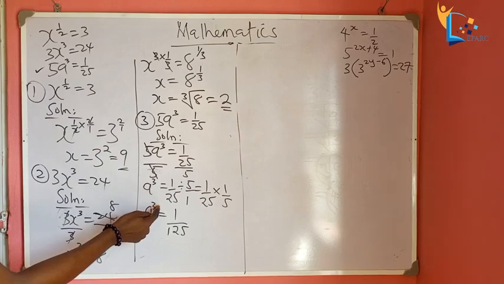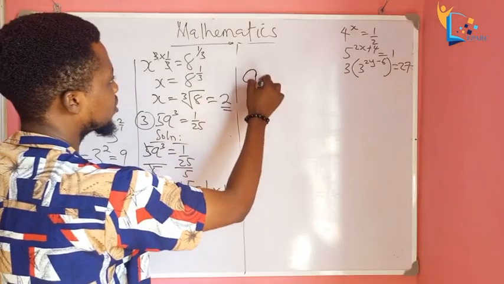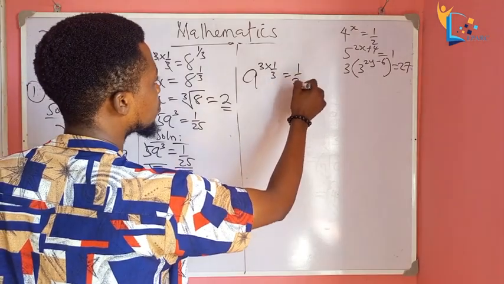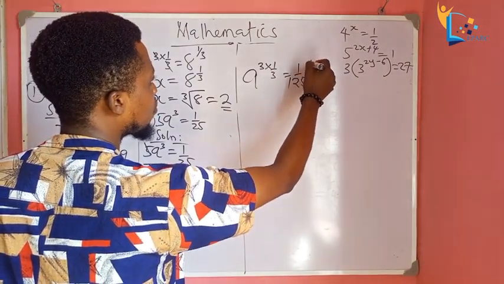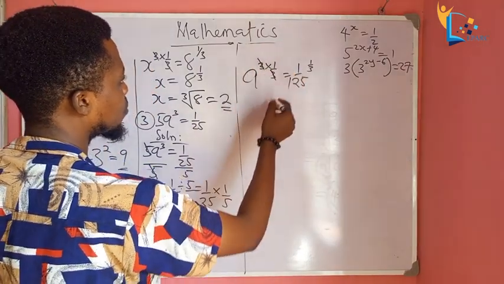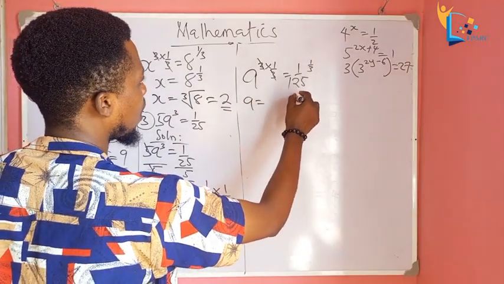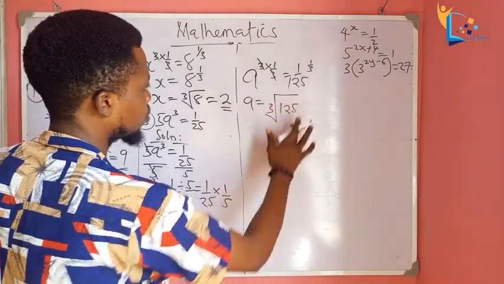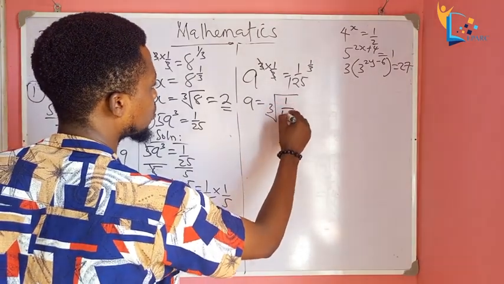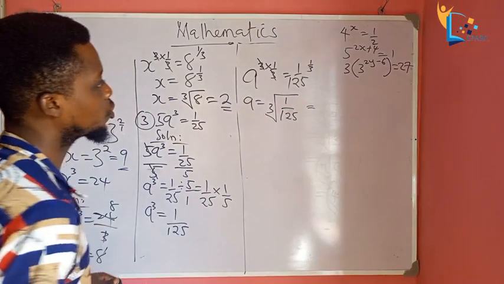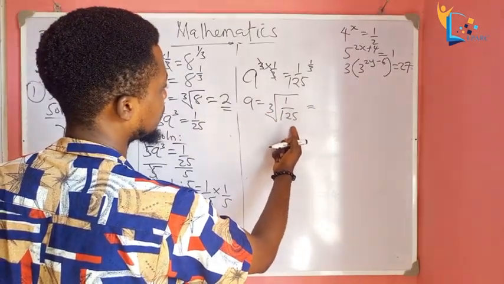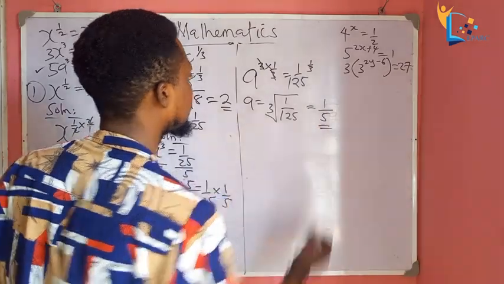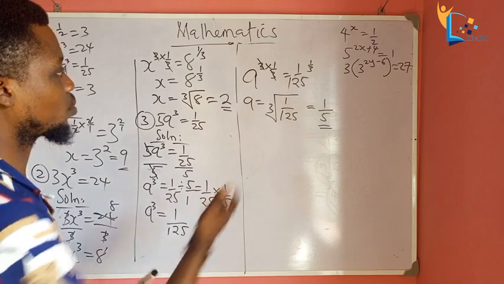You see? So look for the multiplicative inverse of 3, which is a raised to the power of 3 times 1 over 3 equal to 1 over 125 raised to the power of 1 over 3. Okay, 3 will go here, 3 will go here. So a is equal to the cube root of 1 over 125. Okay, so the cube root of this will give us 1 all over 5.